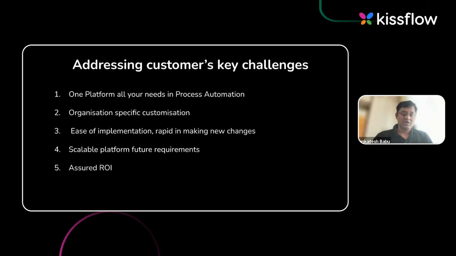Assuring ROI: it's value for money. When you compare with competitors such as Pega, Appian, or OutSystems, it's definitely value for money. We bring to the table not only the cost of licensing but also implementation and support, which matter a lot in terms of savings for the customer.